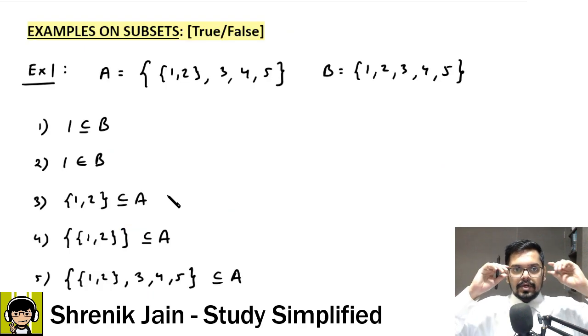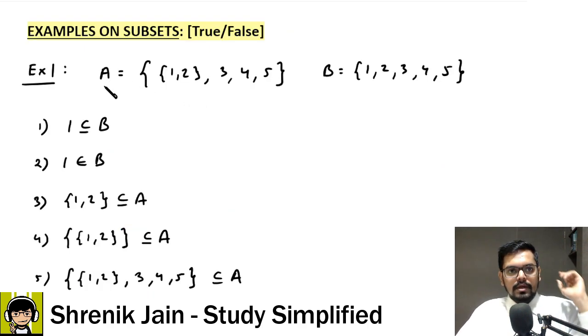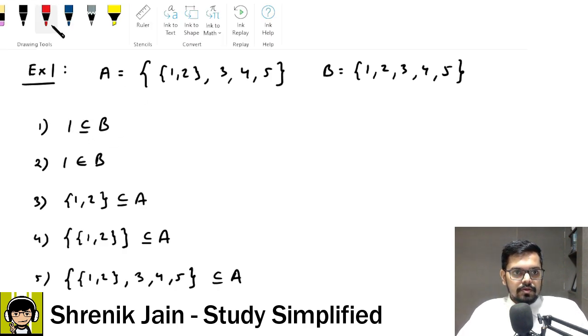Okay, now coming to the examples. Example 1, suppose A is a set which has elements 1, 2, 3, 4, 5. B is a set which has elements 1, 2, 3, 4, 5. Tell me true or false on these 5 questions. 1 is a subset of B. Is it true or is it false? Sir, it is false. Why is it false?